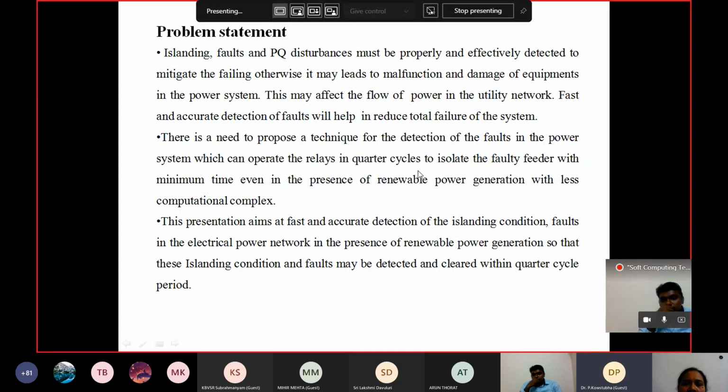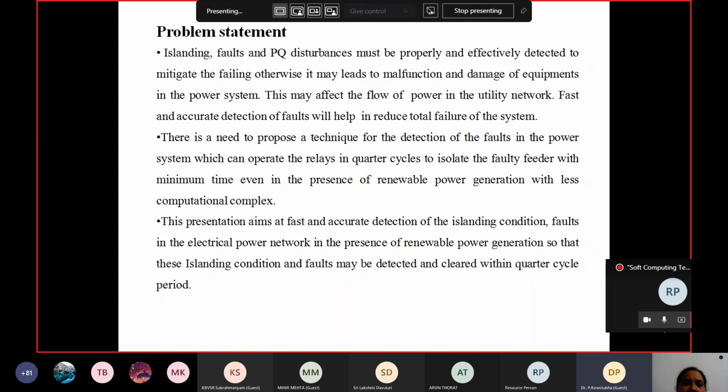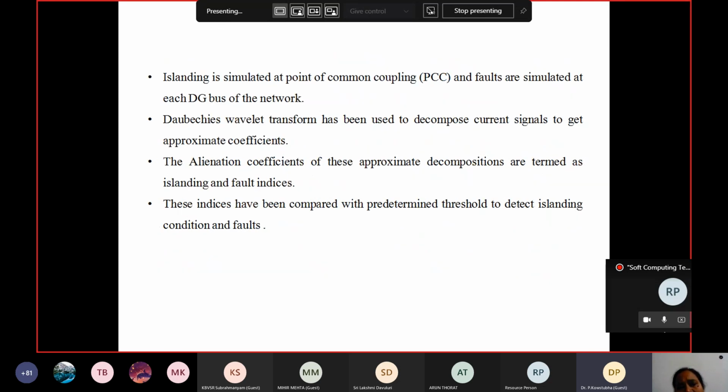Operate the relays in quarter cycle to isolate the faulty feeder with the minimum time, even in the presence of renewable power generation, with less computational complexity. This presentation especially aims at fast and accurate detection of the islanding condition and faults in the electrical power network in the presence of renewable power generation, so that these islanding conditions and faults may be detected and cleared within quarter cycle time period. Islanding is simulated at a point of common coupling.